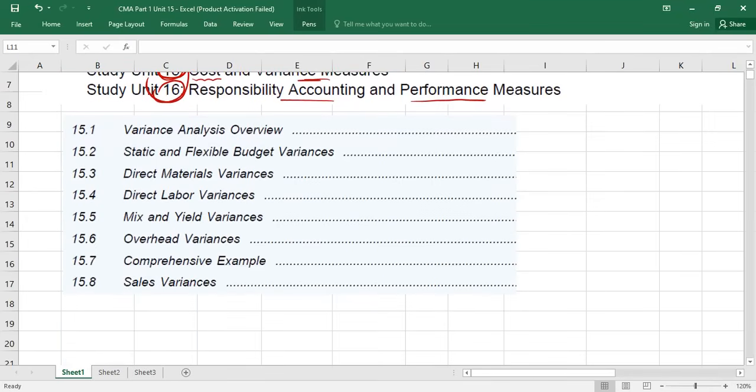In Unit 15, under variance analysis, we have the following list of topics. 15.1 is about variance analysis overview. 15.2 is about static and flexible budget variance. 15.3 is about direct materials variance. 15.4 is about direct labor variance. 15.5 is about mix and yield variances. Then 15.6 is about overhead variance. And then we have examples, and then we have sales variance. So let's start now.